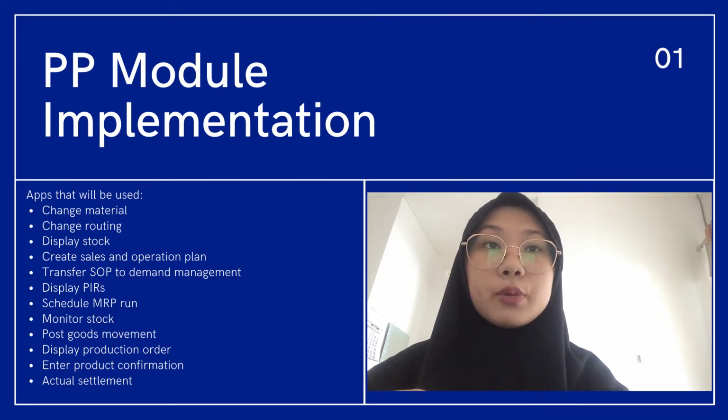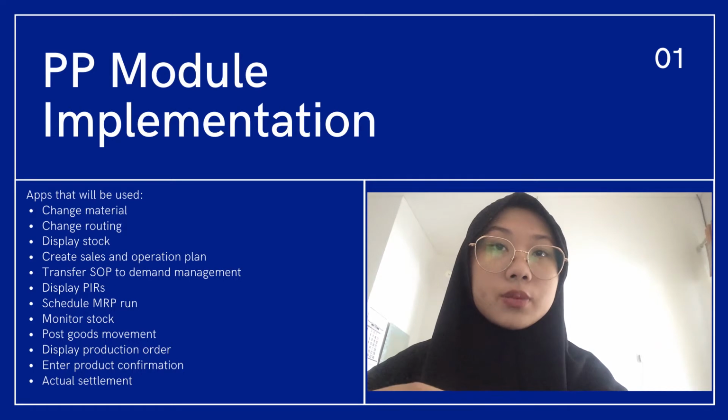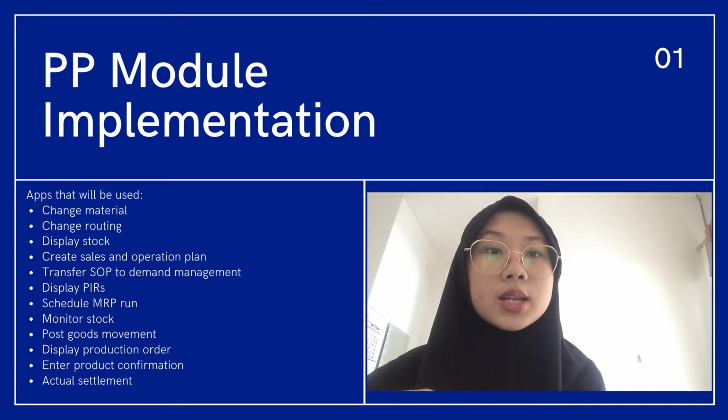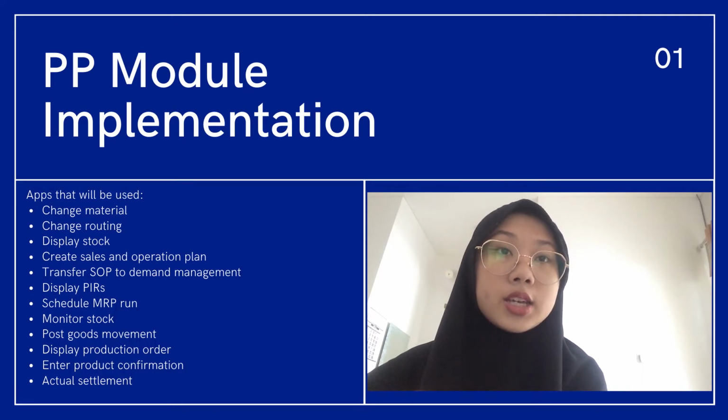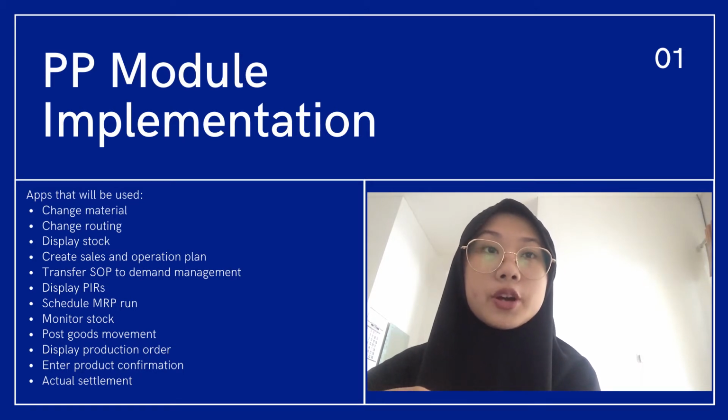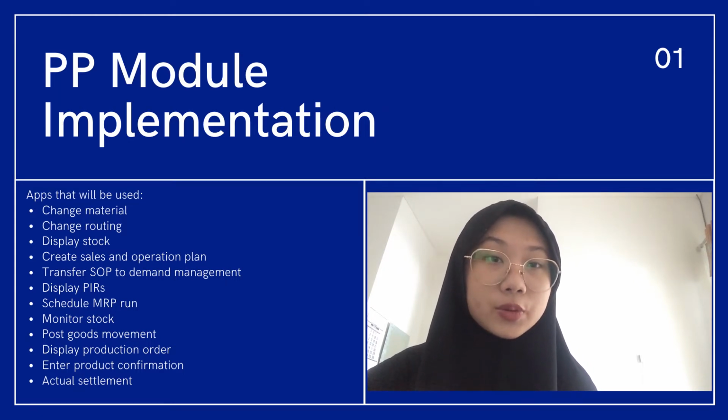The apps that will be used in the entire production plan process are change material, change routing, display stock, create sales and operation plan, transfer SOP to demand management, display PIRS, schedule MRP run, monitor stock, post goods movement, display production order, enter production confirmation, and actual settlement. These apps will be used to support our production process from the planning, procurement, and production. But I will explain the detailed process in the next question.